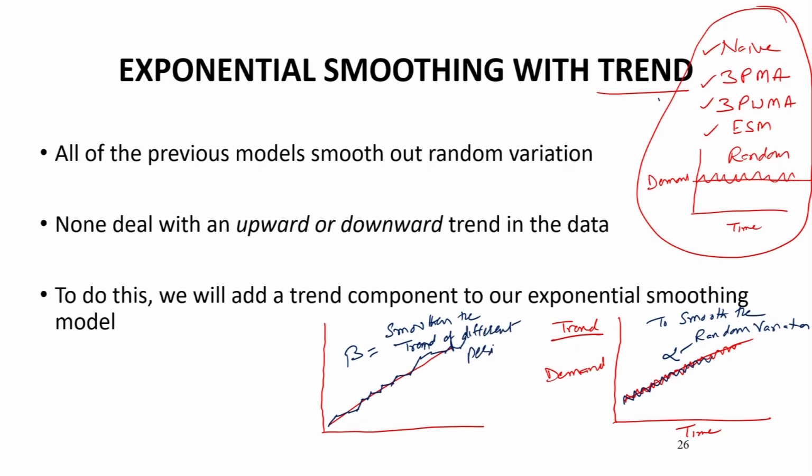Okay. So, that is why in this model we will use two smoothing coefficients, one is alpha, second is beta, but both alpha and beta are between 0 and 1. They are smoothing coefficients. One smoothing coefficient, alpha, is for random variation and beta is for smoothing the trends. Okay. So, with this discussion now let us see on the slide.